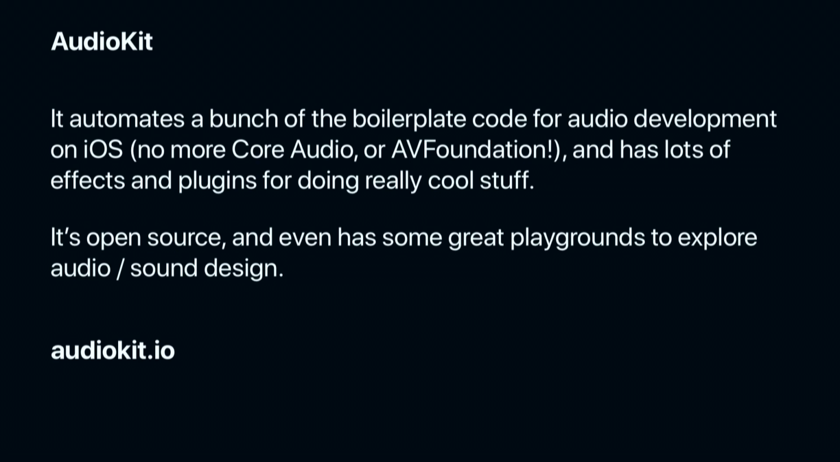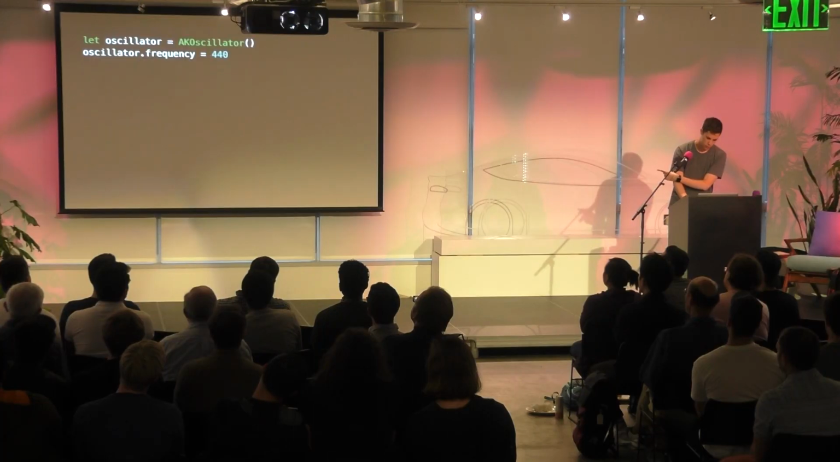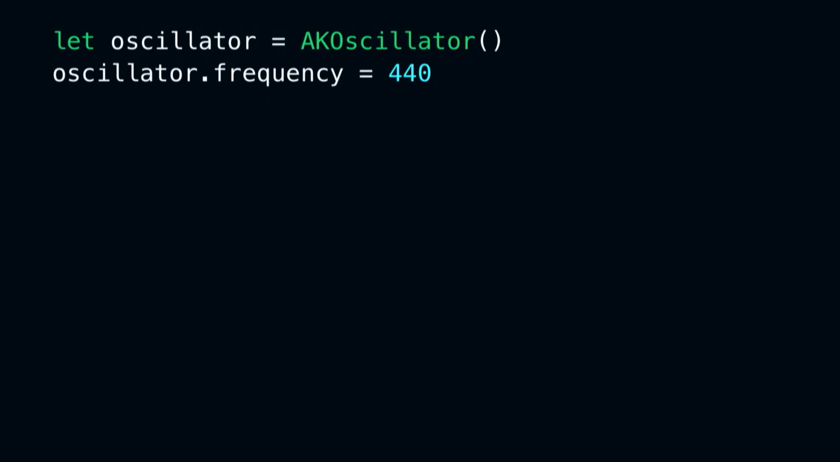Typically, you would have to use some arcane documents from Core Audio or AV Foundation, and it has a lot of free effects and plugins that you can just try out to see what they do. It even has some really cool playgrounds that you can try out with Swift. And so that's what we're going to walk through today and see the sort of things that this framework can bring to you. So when I say it simplifies things, this is generating a single square wave in Core Audio. This is it in AudioKit, okay?